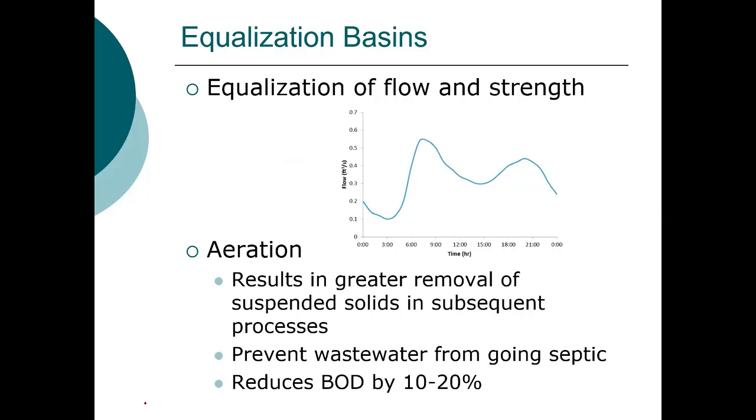Following the grit chamber, the water often then flows into an equalization basin. So here you're looking at equalizing both the flow and the strength. And this is just a figure showing you the variations in flow to a wastewater treatment plant. Slowest at night, increases in the morning as everyone wakes up, takes showers, prepares for the day, and then typically will increase again in the evening when people are home.